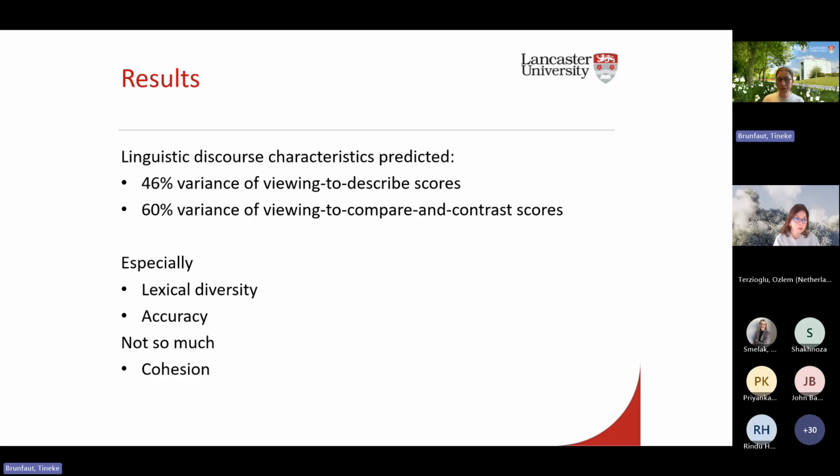Not so much the cohesion measures, which was really interesting to us, but then we thought more about it, and probably this can be explained by the fact that actually our video inputs were really nicely structured from the start. And we're also dealing with a population where many are at the B2 level, so probably they have a good handle on this with very nicely structured input in the first place.